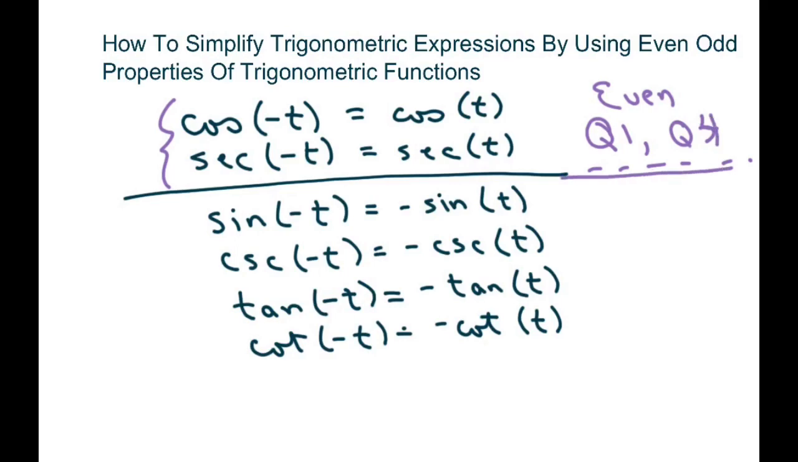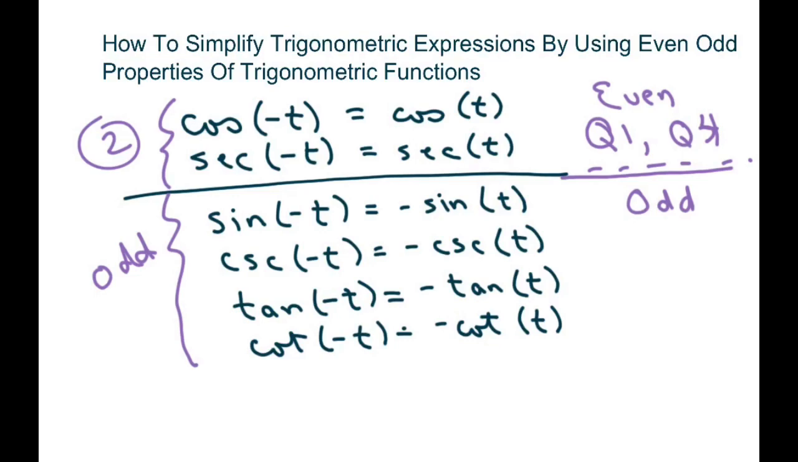And for the second set, these are odd. So there's only 2 here that are even, the rest are odd. And the reason they're odd is because their y values change signs in quadrant 1 and quadrant 4 when you're looking at your unit circle.